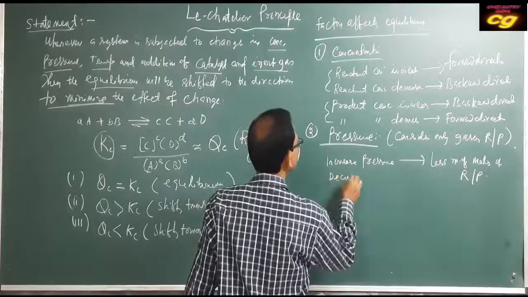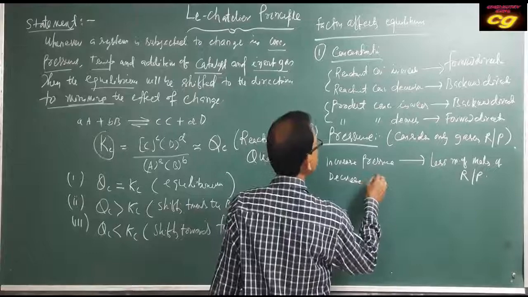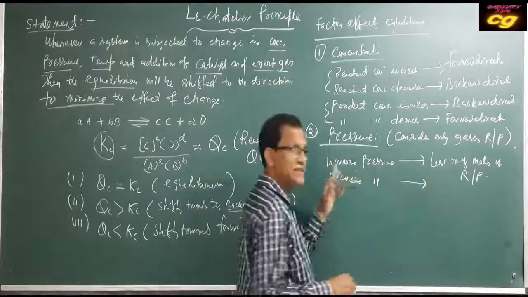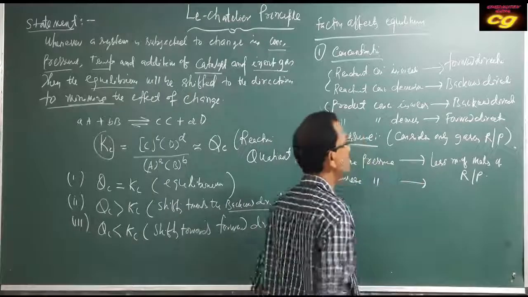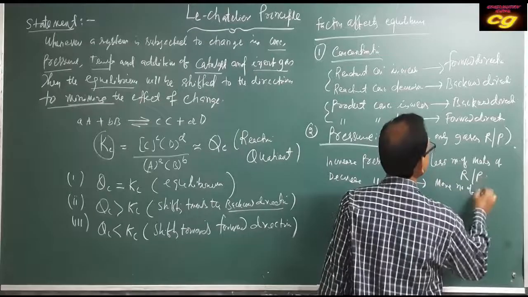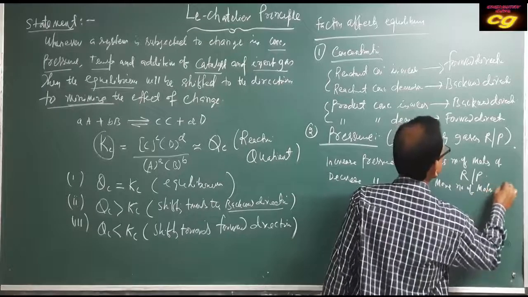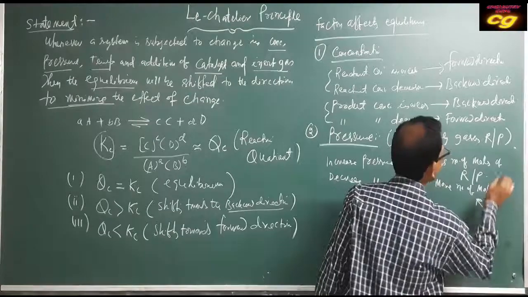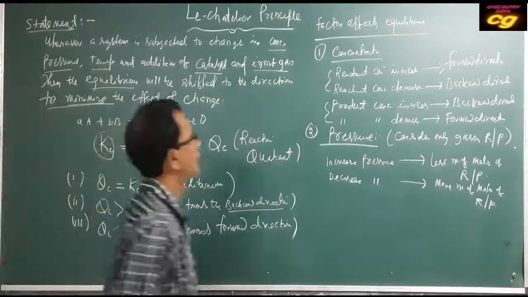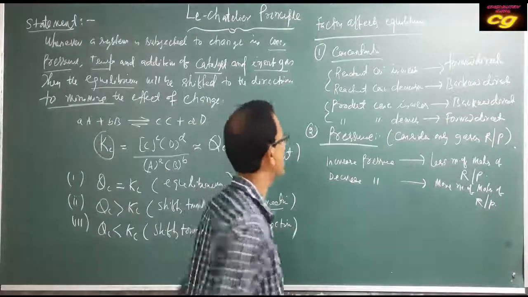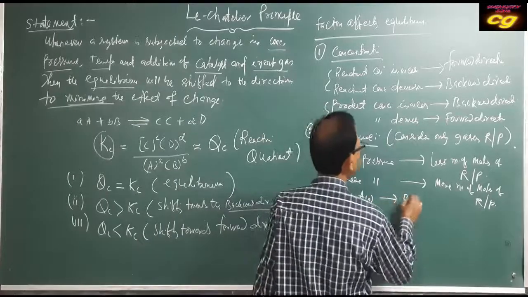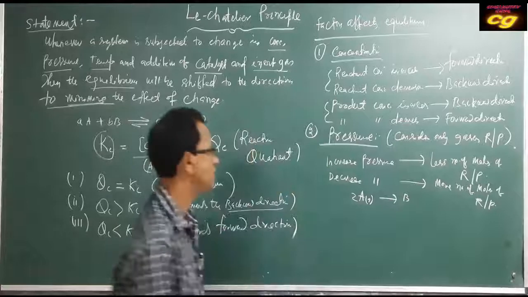A decrease in pressure will shift equilibrium towards the side with more moles, just opposite, more moles of reactant or product. It depends upon the number. For example, let us take, suppose 2A(g) converts to B. This is the one change. This is also B.